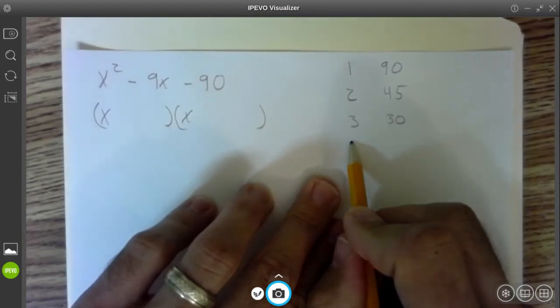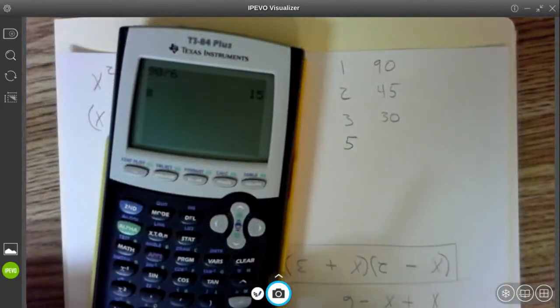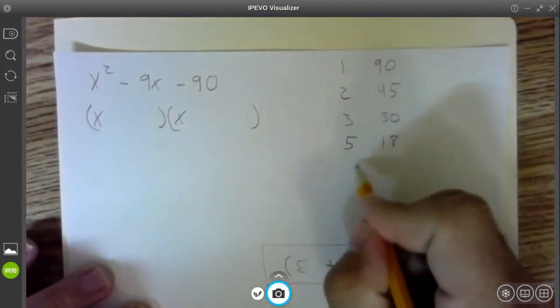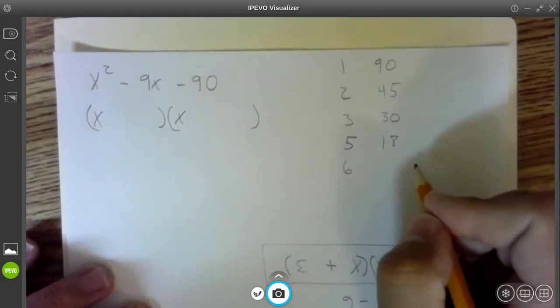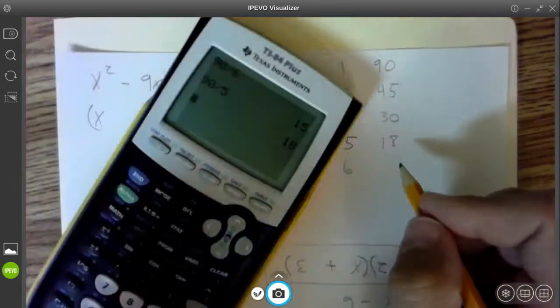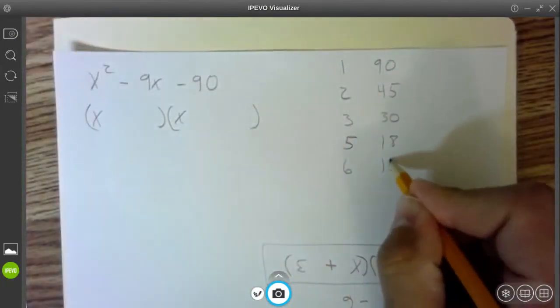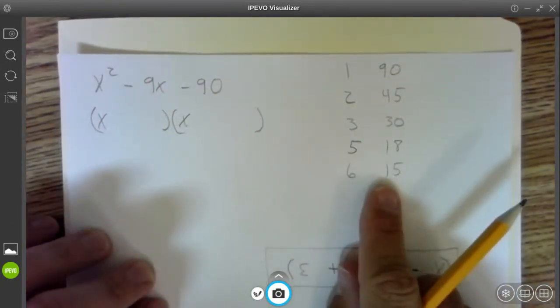4 does not go into 90. 5 does. Let's see here. 90 divided by 5, that's 18. Still, it doesn't subtract to give us 9. 6. And if you saw my calculator a second ago, it was 90 divided by 6, which gives us 15. And that's the kicker here. These are the ones that are going to subtract to give us 9. So it's a 6 and a 15.